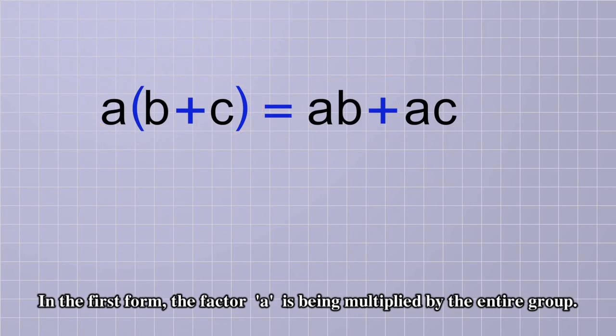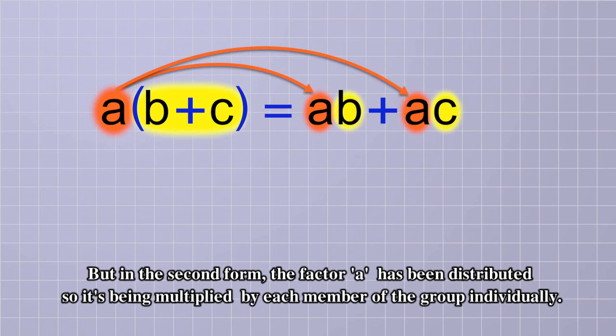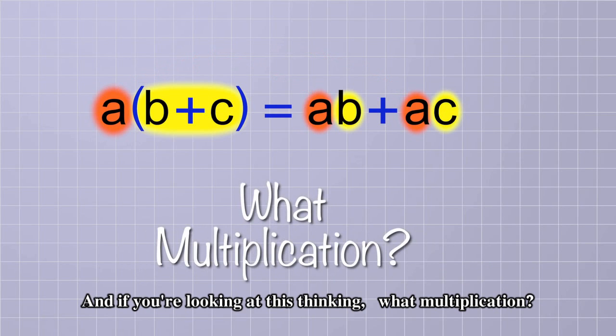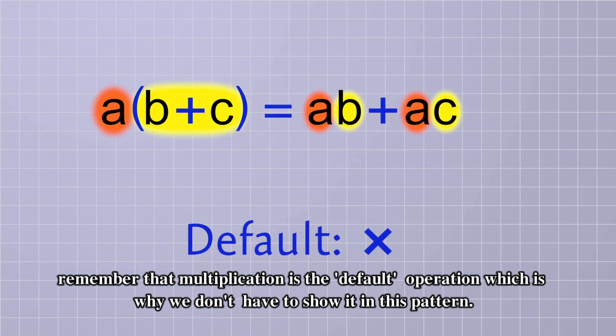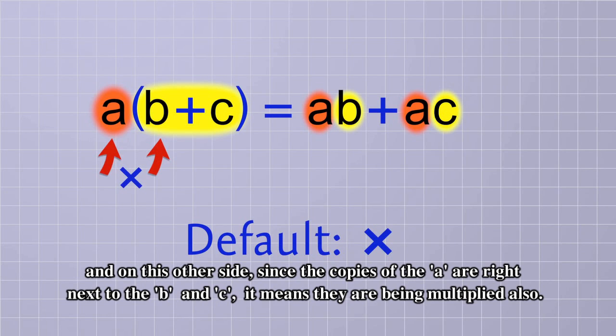This pattern is just telling you that these two forms are equivalent. In the first form, the factor a is being multiplied by the entire group. But in the second form, the factor a has been distributed, so it's being multiplied by each member of the group individually. And if you're looking at this thinking, what multiplication? Remember that multiplication is the default operation, which is why we don't have to show it in this pattern. Since the a is right next to the group, it means that it's being multiplied by the group. And on the other side, since the copies of the a are right next to the b and c, it means they're being multiplied also.